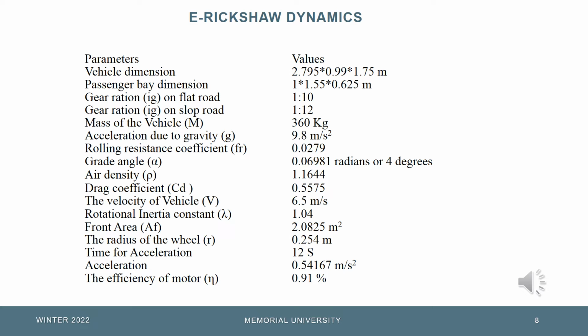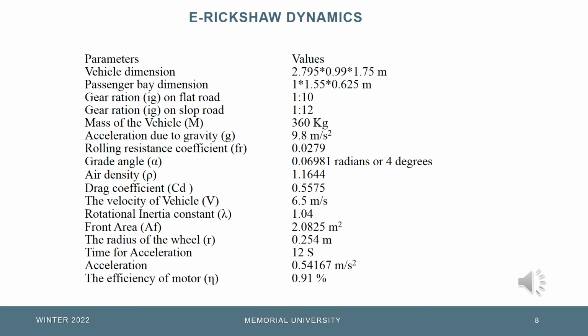Now, to evaluate the energy required by the electrical motor to drive the rickshaw, we have considered different dimensions and parameters for the e-rickshaw, and those are the vehicle dimensions, passenger weight, gear ratio, the mass of the vehicle, acceleration due to gravity, grade angle, air density, drag coefficient, the velocity of the vehicle, total inertia constant, front area, radius of the wheel, time of acceleration and efficiency of the motor. The most important observation here is the vehicle dimensions.